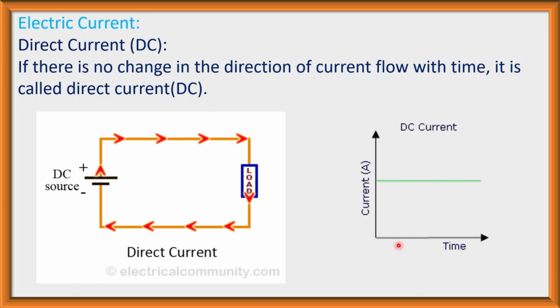And this is the graph of DC current. Here, with time there is no change in the direction of electric current. Electric current is always positive here.